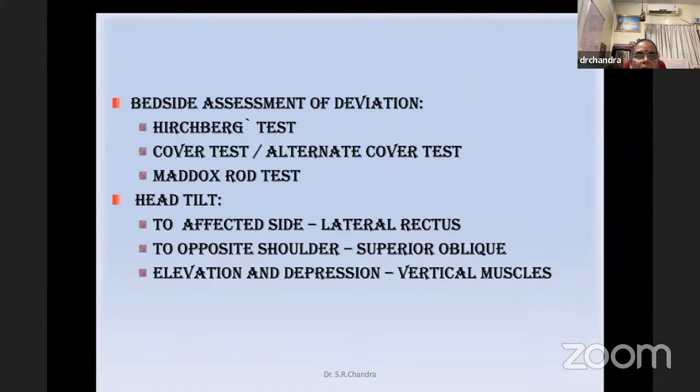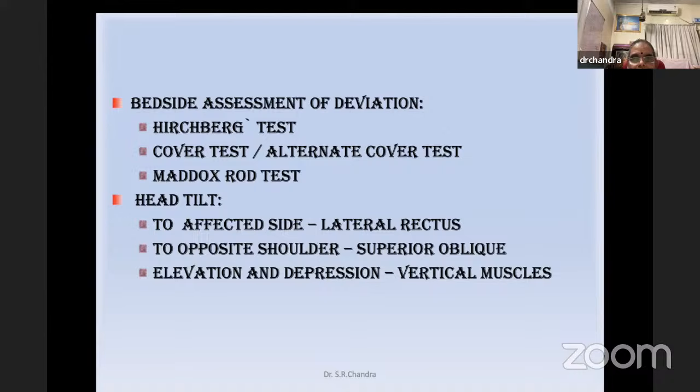Then we see the bedside assessment of deviation. You can put a torch light from below and see the reflection in the cornea. Normally it will be symmetrical. If in one eye it is eccentric, that indicates a subtle squint. Then you can do the cover test and alternate cover test, and you can use the Maddox rod, each color for each eye, and see whether there is a maximum separation of one image, that will correspond to the false image.